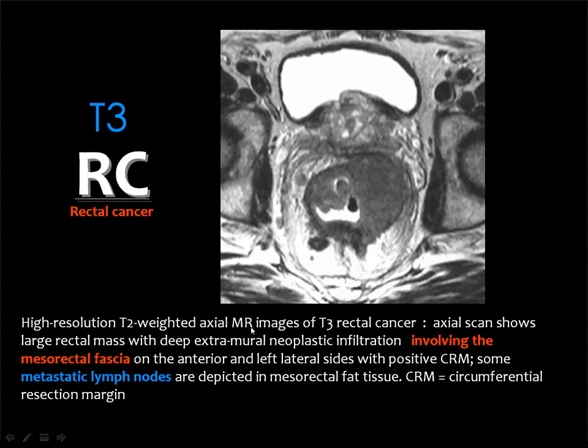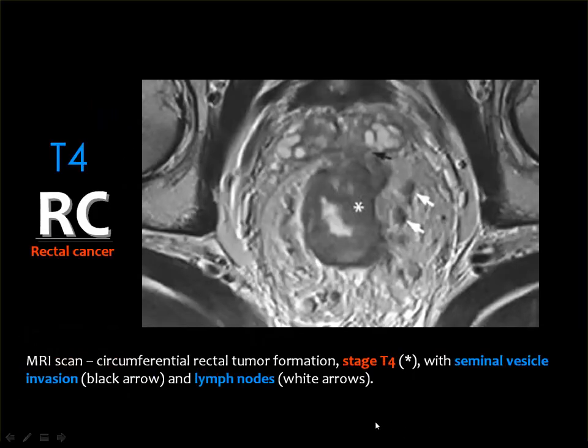Then here is an advanced T3 rectal cancer that has invaded the mesorectal fascia, associated with a lymph node in the mesorectal fat. This tumor is more liable for recurrence than tumors that sit away from the mesorectal fascia. Then stage T4B means that there is invasion of the adjacent anatomic structures like the seminal vesicle and the prostate in males, the cervix and the vagina in females.